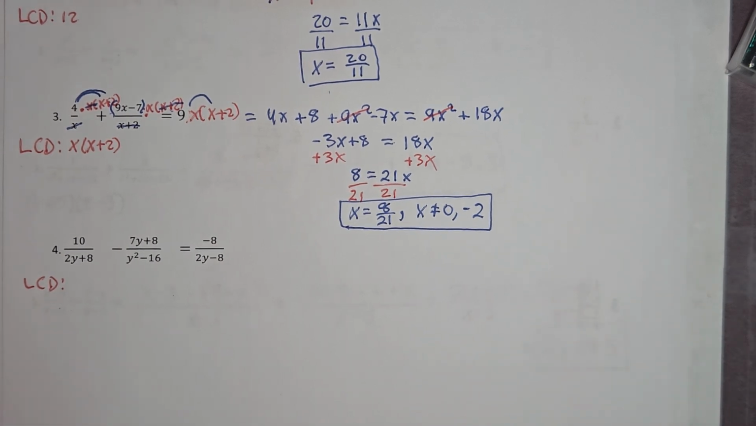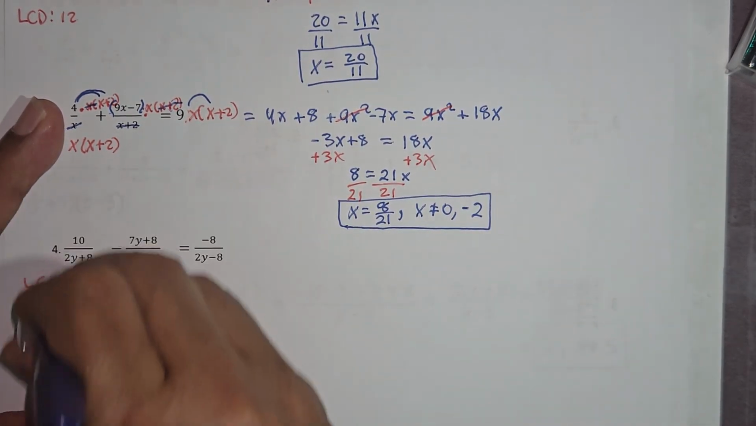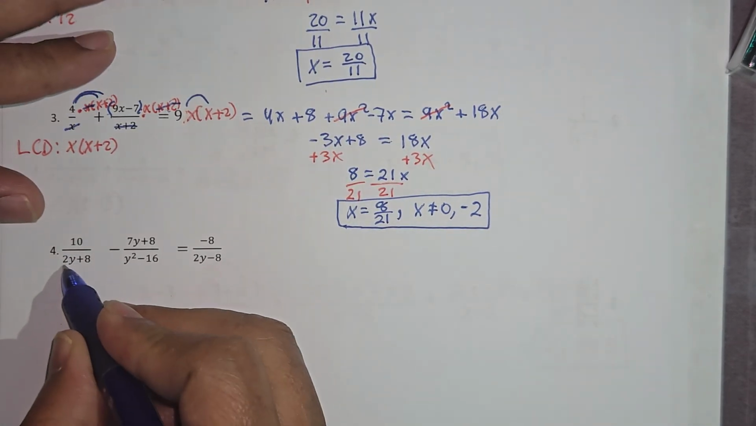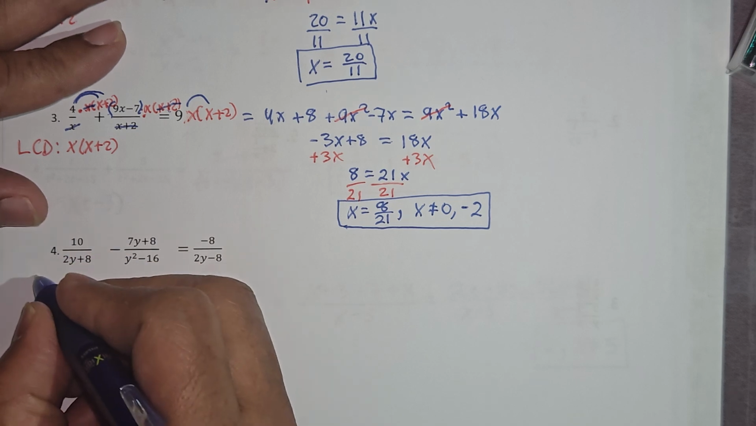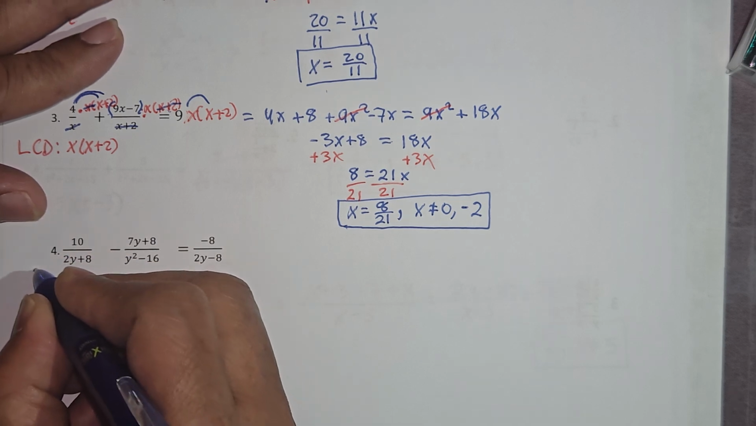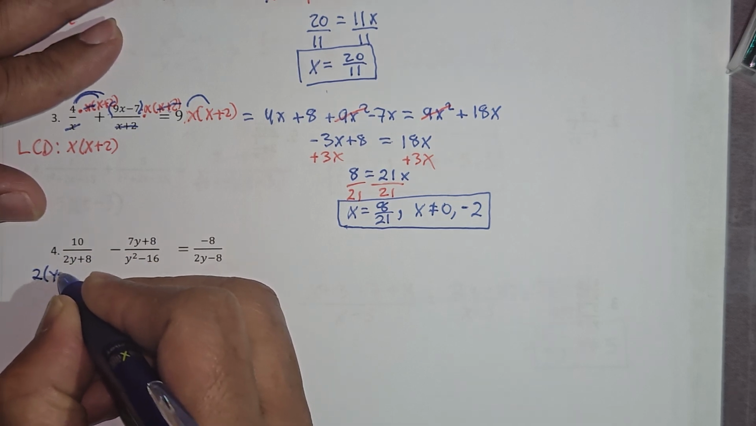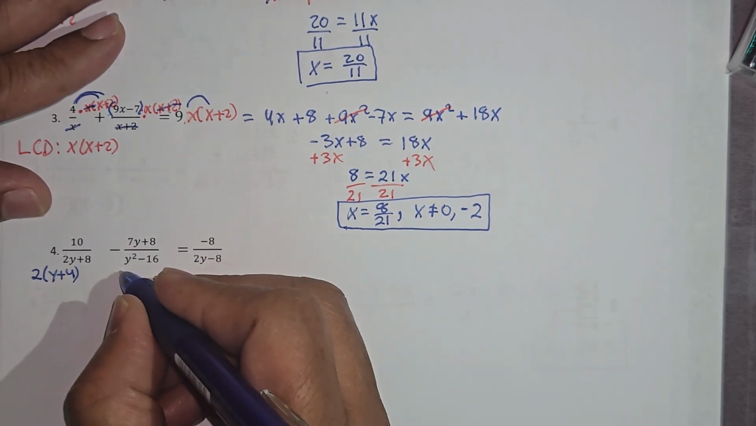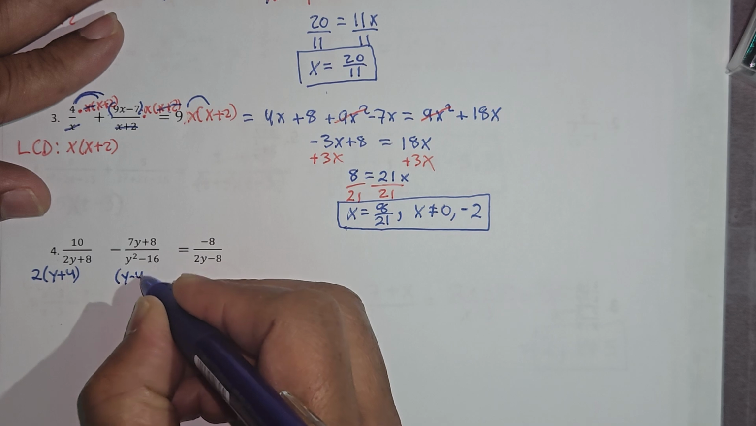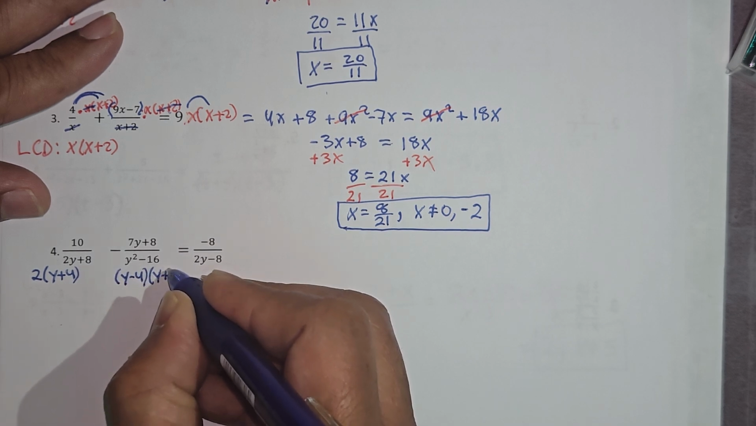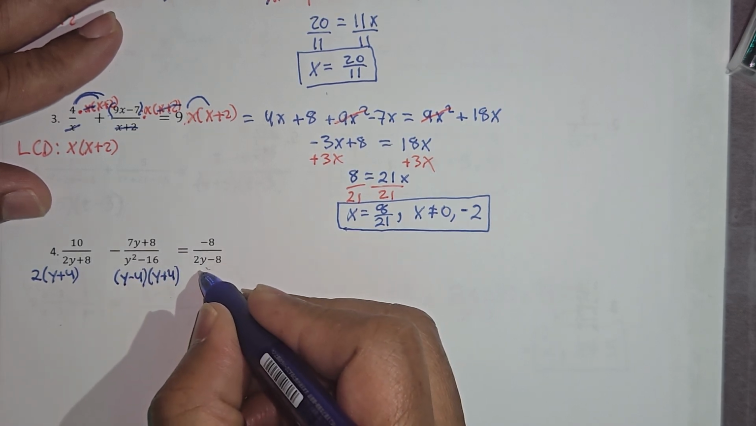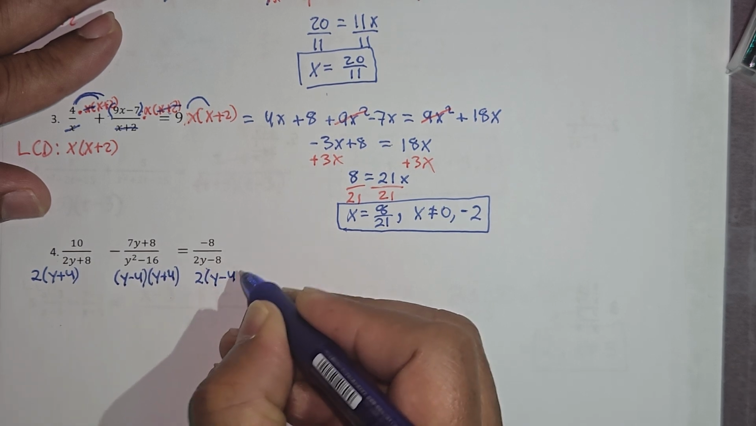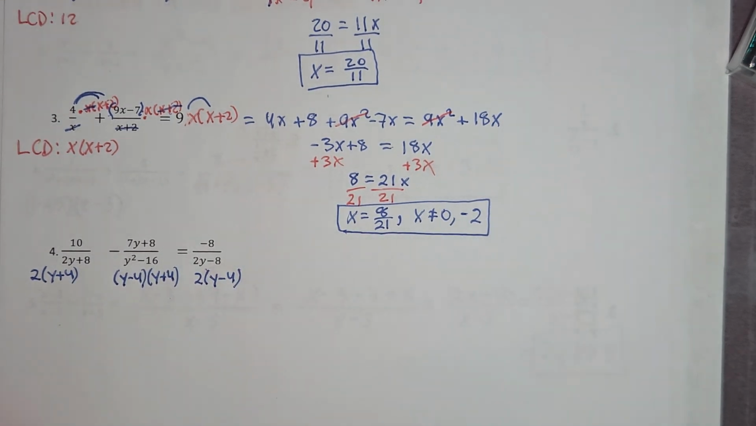So for this one, let me erase this because I'm going to need some space. There's a GCF between 2y and 8. That GCF is 2. You can factor it out, so you can write this as 2 times y plus 4. This is the difference of squares, so we can factor this one as y minus 4 times y plus 4. And for this one, we can also factor out a GCF of 2, so this becomes 2 times y minus 4.